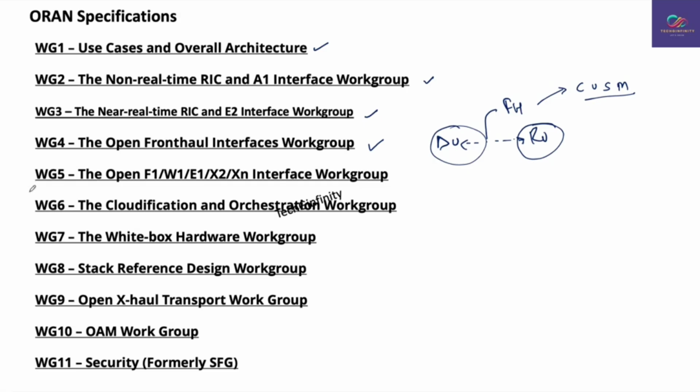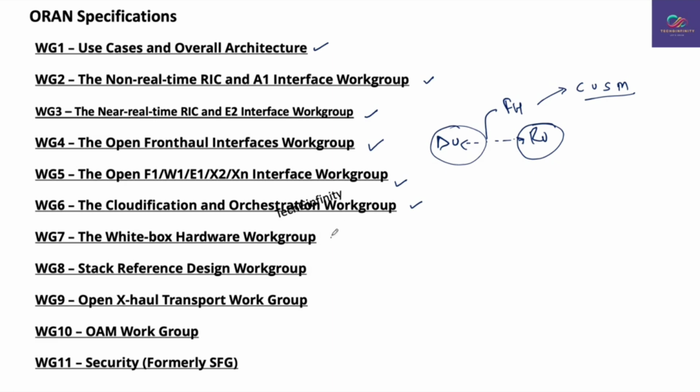When we come towards working group 5, this talks about the open interfaces, that is F1, W1, E1, X2, and Xn interface work group. When we talk about working group 6, this group addresses the cloudification and orchestration work group of ORAN elements and the orchestration of the software implementation from different vendors. When we talk about working group 7, this group focuses on the standardization of hardware components in ORAN.